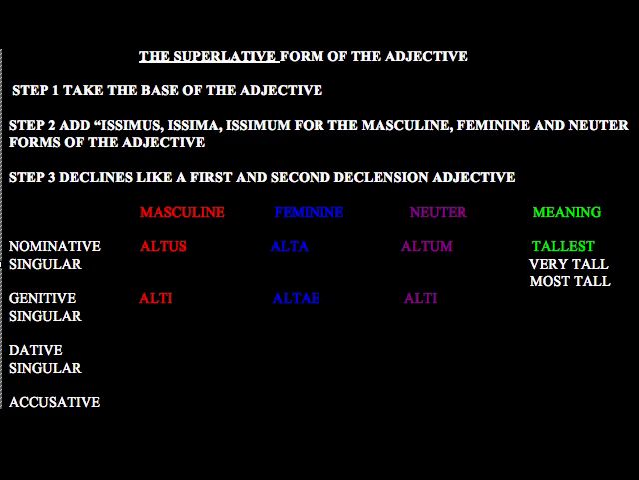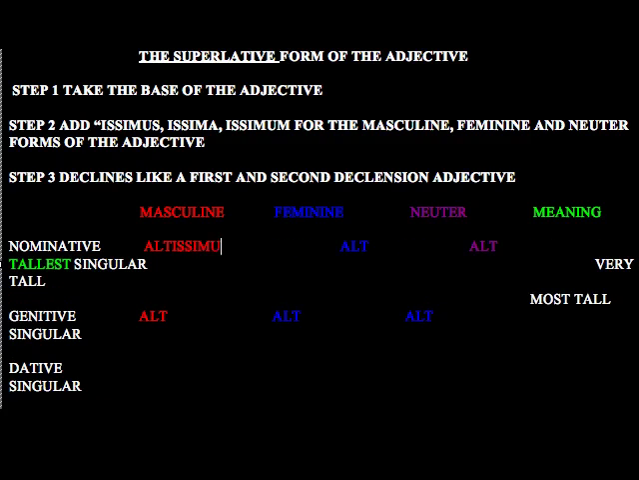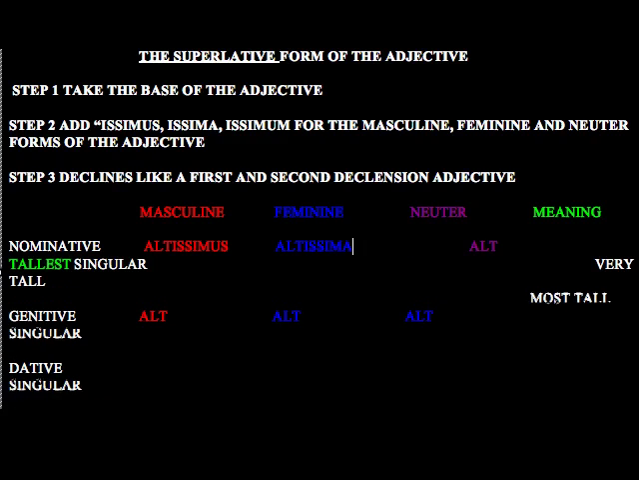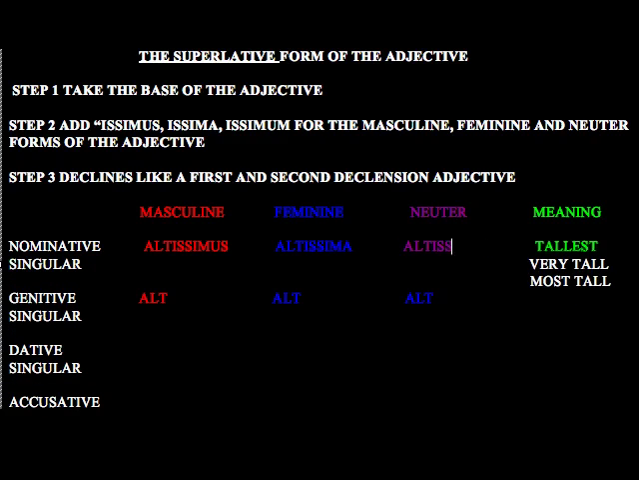Now the formation is similar to the previous one. All you're going to do is take the base of the adjective, so Alt again, put that in the masculine, feminine, and neuter. I'm just going to show you doing that. And then you're going to add issimus, issima, issimum. Issimus, issima for the feminine, and issimum.